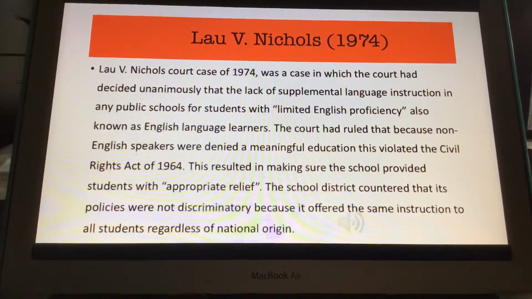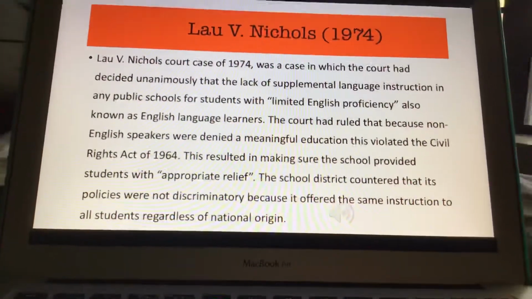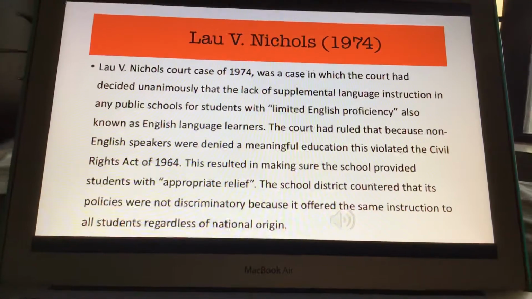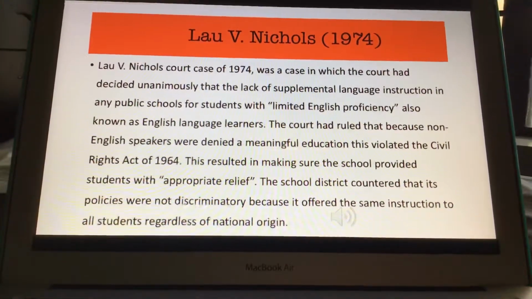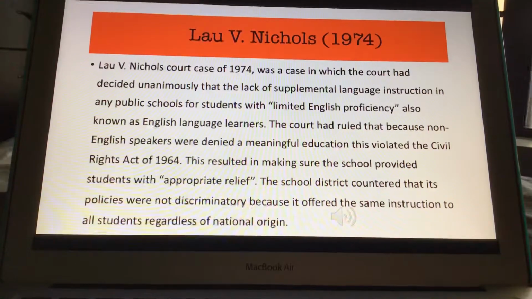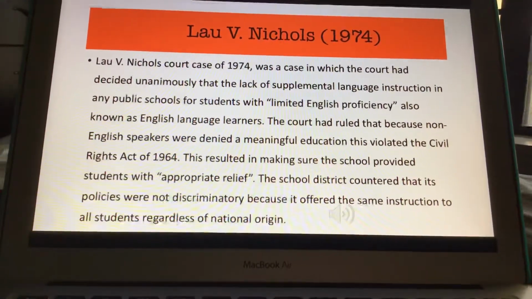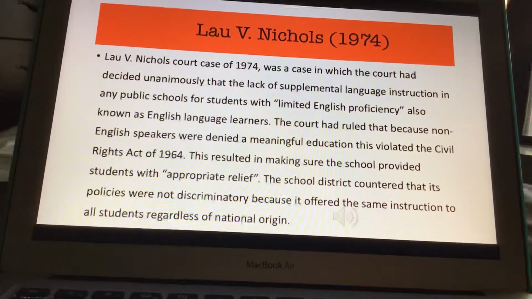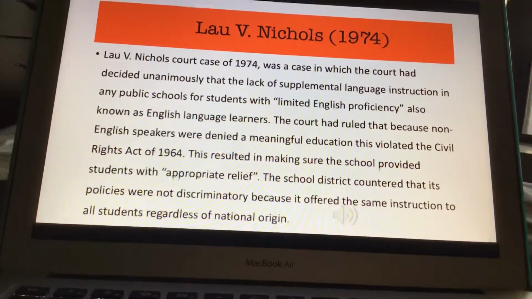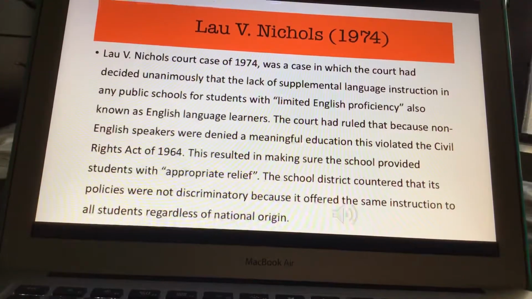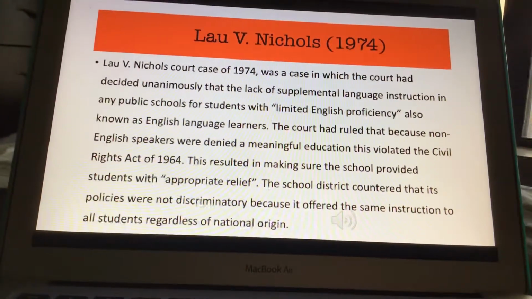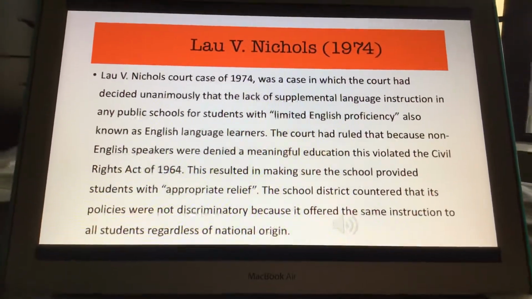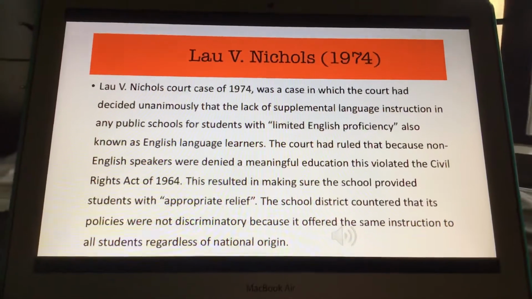Lau v. Nichols of 1974 was a court case in which the court had decided unanimously that the lack of supplemental language instruction in any public schools for students with limited English proficiency, also known as English language learners, violated the Civil Rights Act of 1964, because non-English speakers were denied a meaningful education. This resulted in making sure the school provided students with appropriate relief. The school district countered that its policies were not discriminatory because it offered the same instruction to all students regardless of national origin.